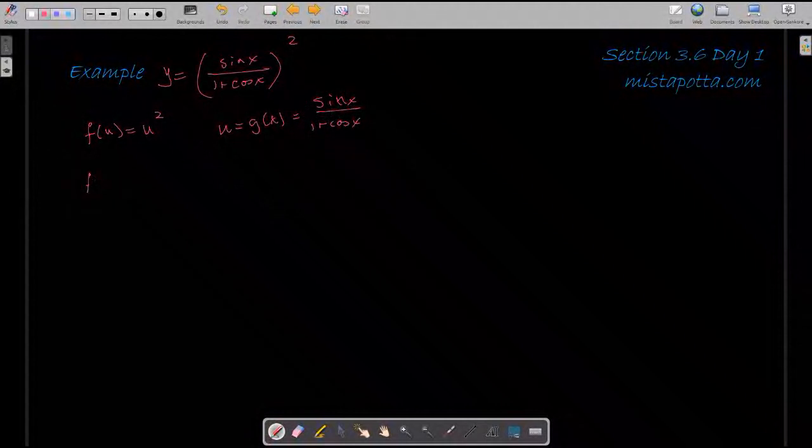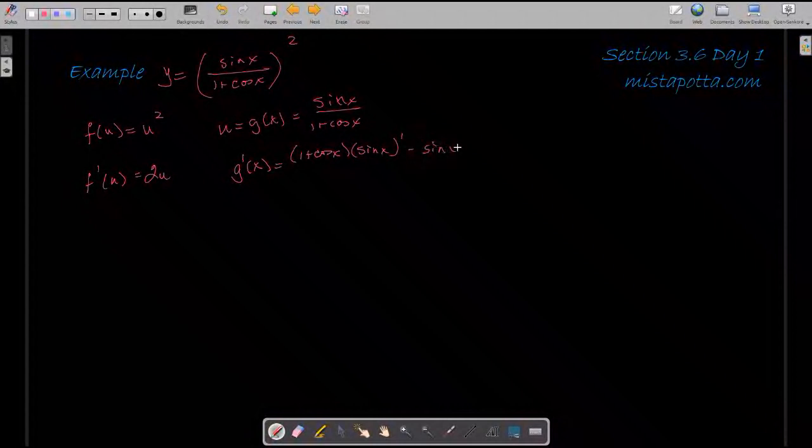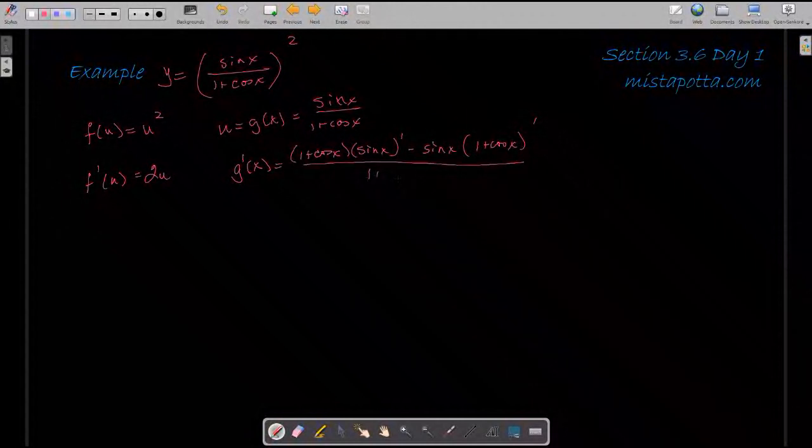And so I know that the derivative of f of u is 2u, and the derivative of g, well, this is a little bit more involved. I've got to use the quotient rule. The quotient rule is the denominator times the derivative of the numerator, minus the numerator times the derivative of the denominator, all divided by the denominator squared.